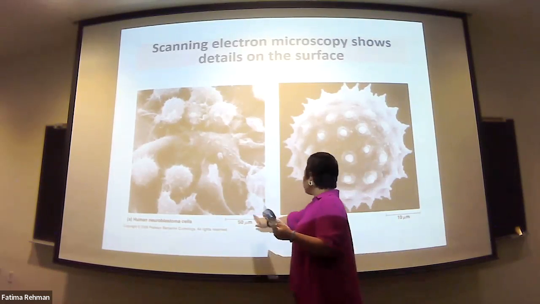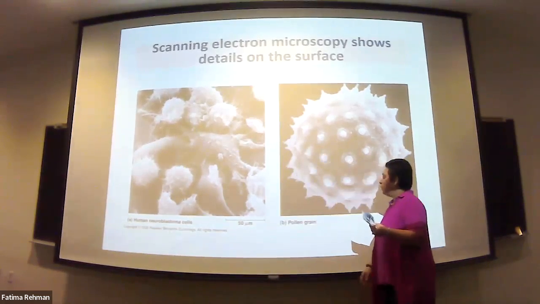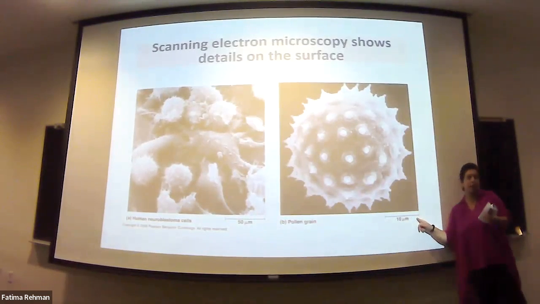So here is an example of a human neuroblastoma cell, and over here is a pollen grain.